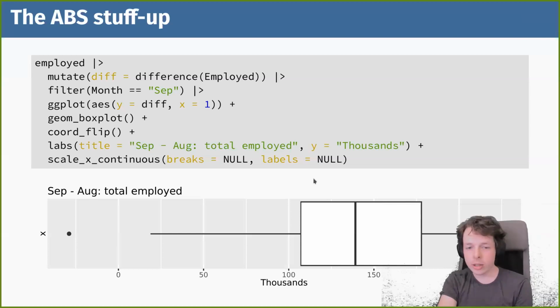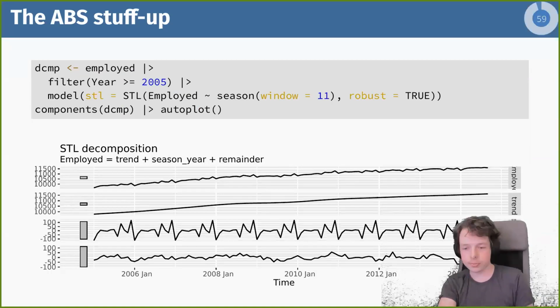Here's another way of plotting that data. So September minus August, the difference in employed people between the months. And you can see most of the differences are around 100,000, 150,000, but there was one change here where there was actually a decrease from August into September. There's an outlier here. This one dot represented the issue that got everyone concerned.